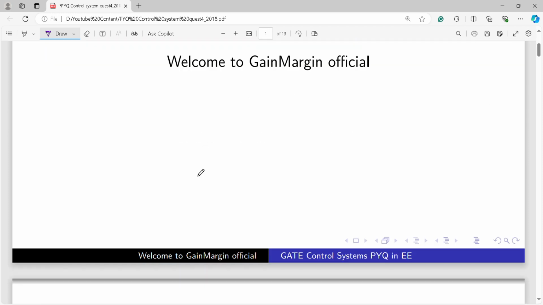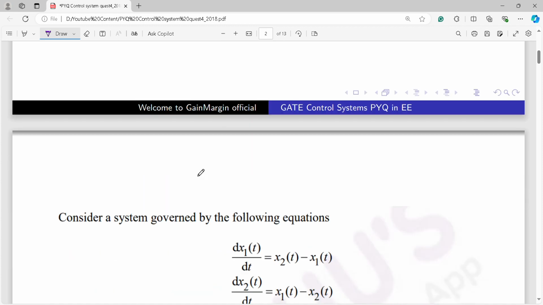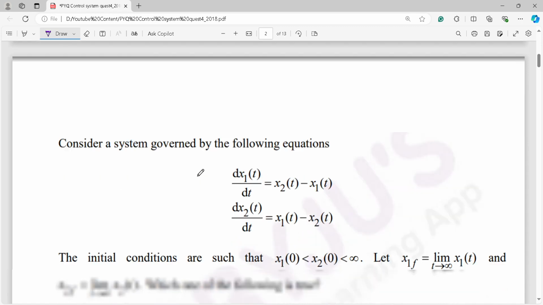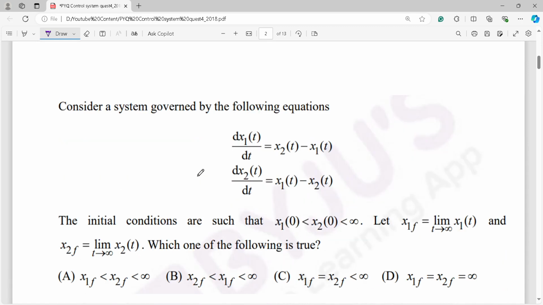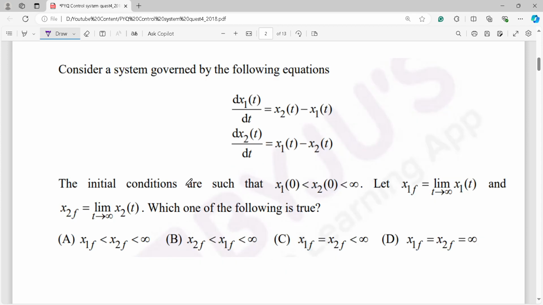So in this series we are completing the gate control system questions. Here we are taking one more question. This question is related to state space analysis. So I'm stating the question.